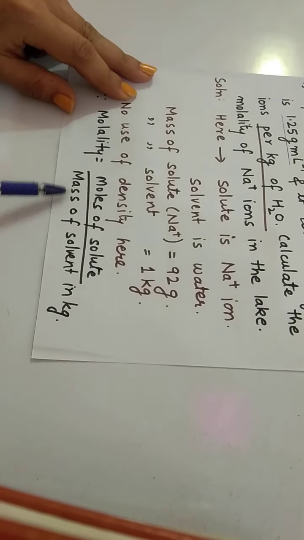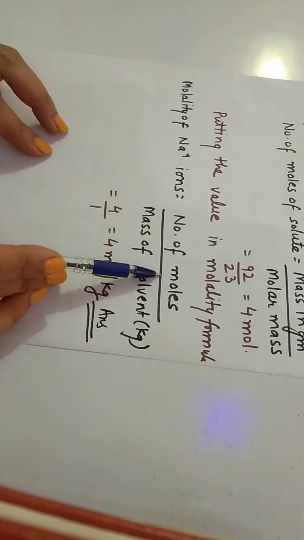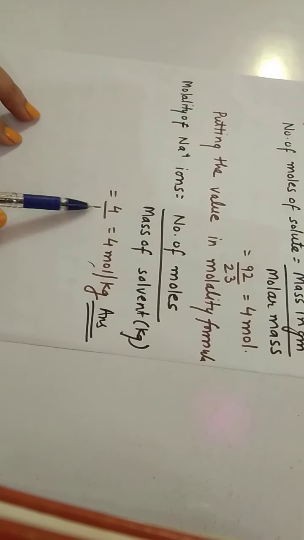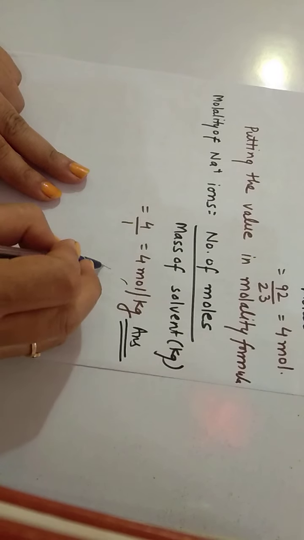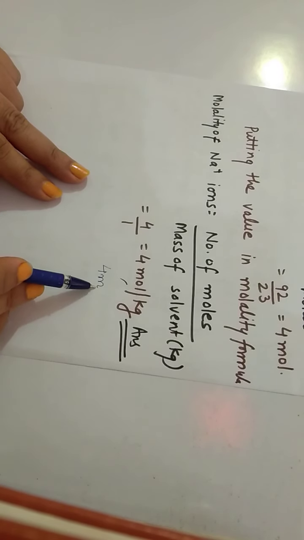We got the number of moles of solute. We know the mass of solvent in kg. It is 1 kg. So the molality of Na positive ion will be the number of moles divided by mass of solvent in kg, which equals 4 upon 1, equals 4 mole per kg. Or you can write it as 4 small m. We denote molality with small m. So this is the way we perform numericals based on molality.